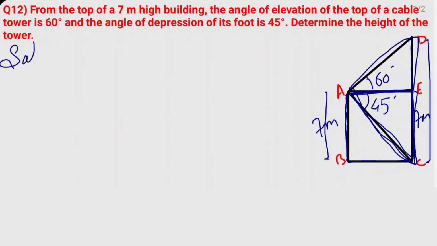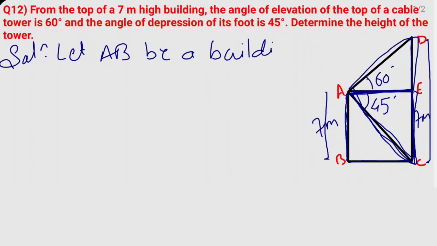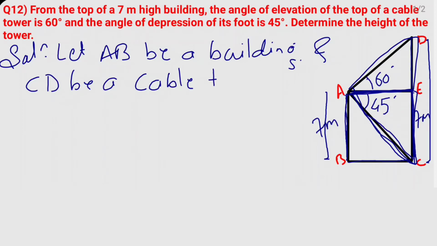Solution: let AB be a building and CD be a cable tower.